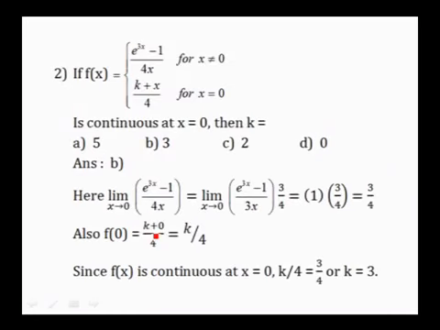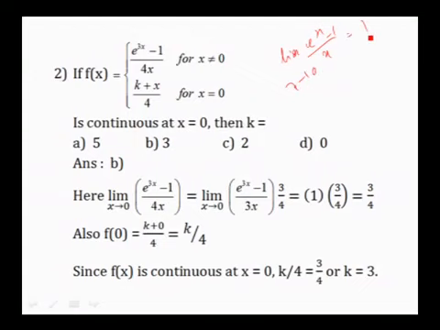Second problem: f(x) equals (e to the power of 3x minus 1) over 4x for x not equal to 0, and k plus x by 4 for x equals 0, is continuous at x equals 0, then k equals? Here, as x tends to 0, you find that this takes the form 0 by 0. But in limits we said that the limit of (e to the power of x minus 1) over x as x tends to 0 is equal to 1.